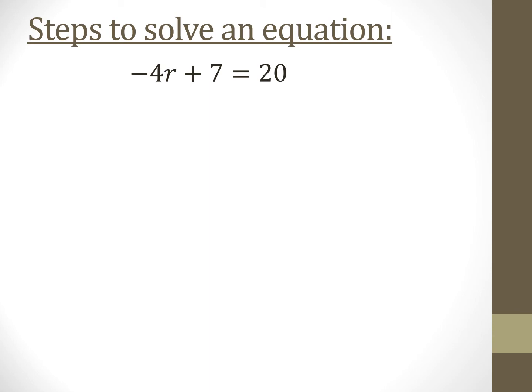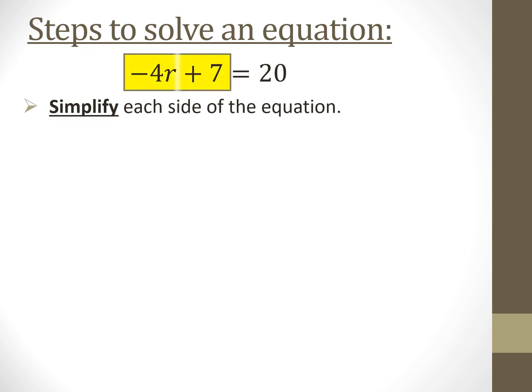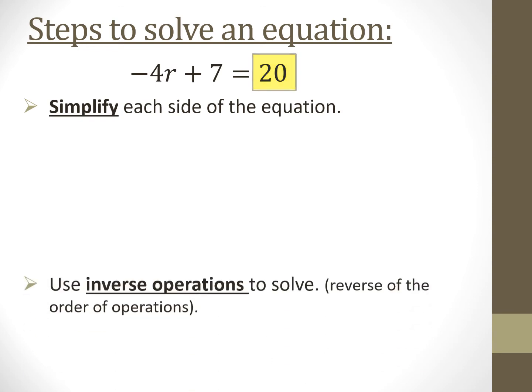All right, so we have minus 4r plus 7 equals 20. The first thing we're going to do is simplify each side of the equation. If we look at the left side of the equation, there's nothing to simplify there. Those are unlike terms. And if I look at the right side, there's also nothing to simplify there. So I've done that step.